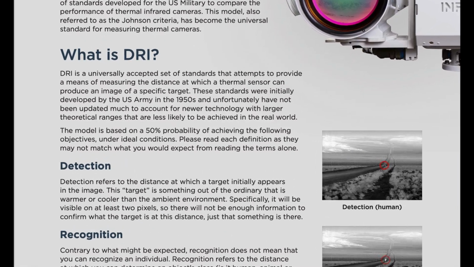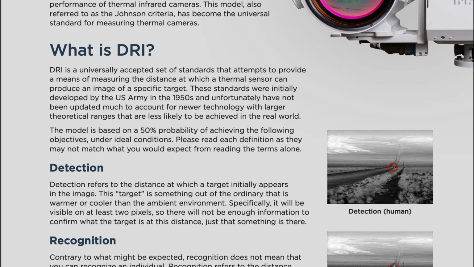DRI is a universally accepted set of standards that attempts to provide a means of measuring the distance at which a thermal sensor can produce an image of a specific target. These standards were initially developed by the US Army in the 1950s and unfortunately have not been updated much to account for newer technology with larger theoretical ranges that are less likely to be achieved in the real world. The model is based on a 50% probability of achieving the following objectives under ideal conditions. Please read each definition, as they may not match what you would expect from reading the terms alone.